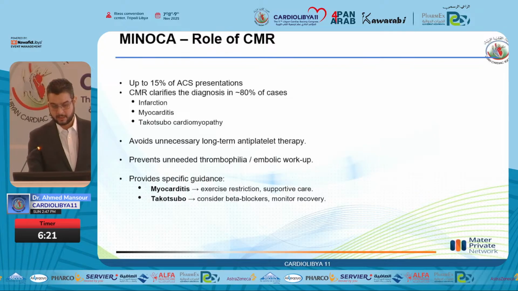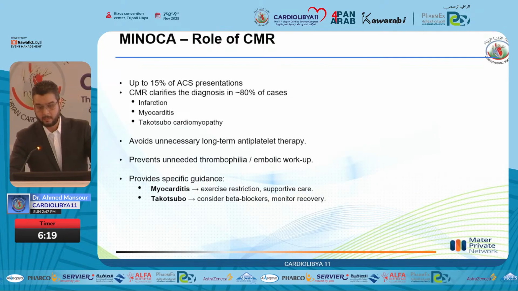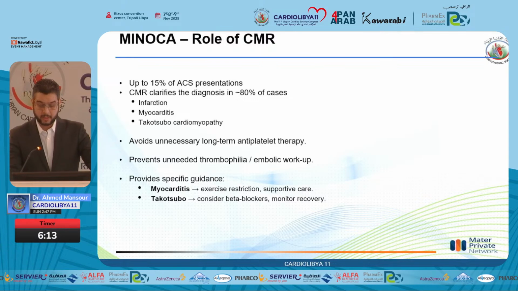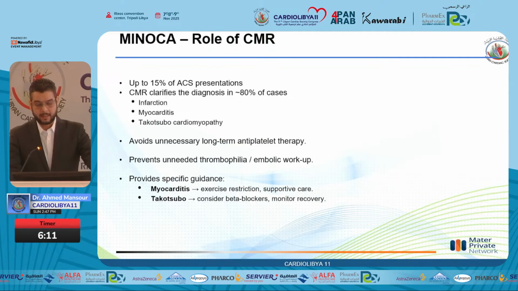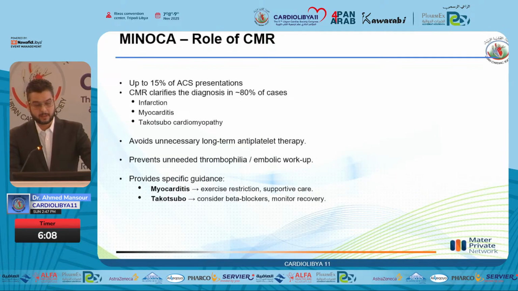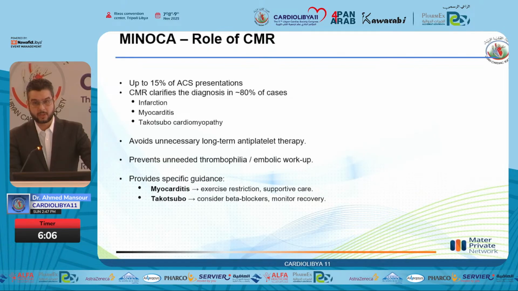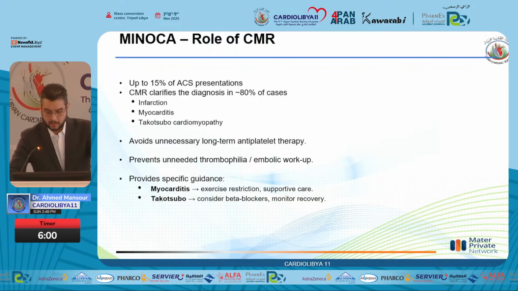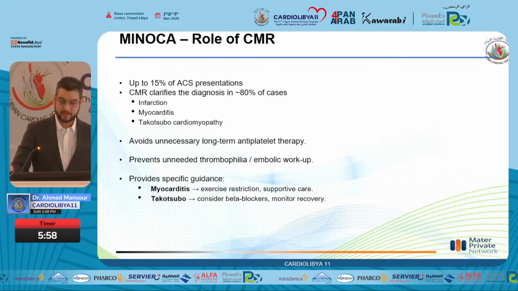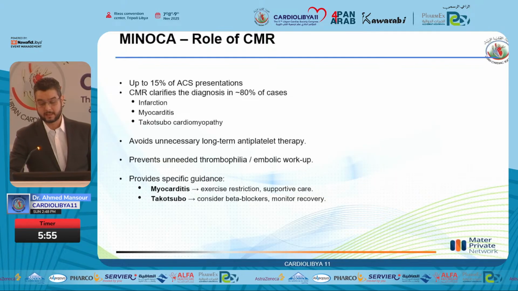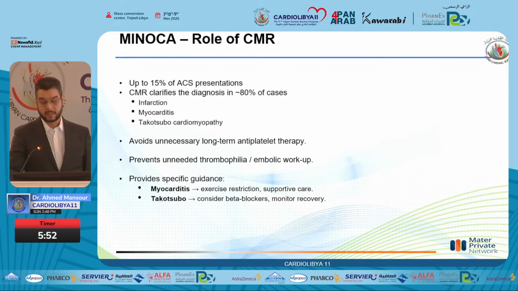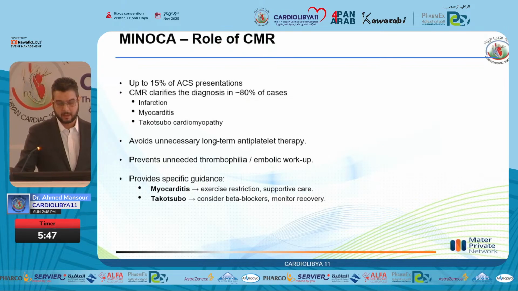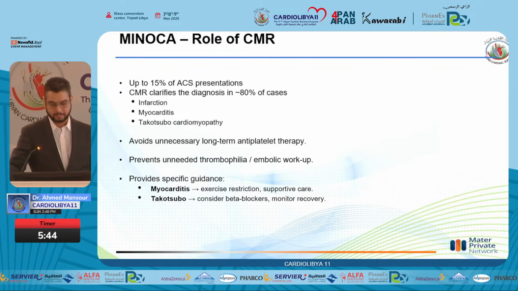So these two cases represent MINOCA, myocardial infarction with non-obstructive coronary disease, so it's a working diagnosis, and it's in up to 15% of cases of acute coronary syndrome. We end up with that working diagnosis of MINOCA, and cardiac MRI gives you the answer in almost 80% of cases. In fact, the cases that I found myself where MRI doesn't help are the cases where the damage is too small, or maybe the MRI was done at a bit later time.